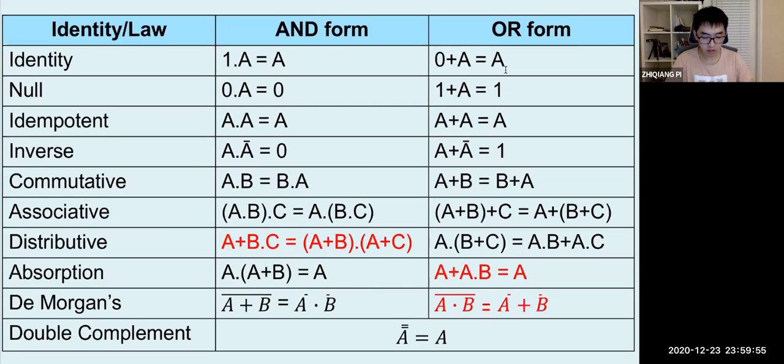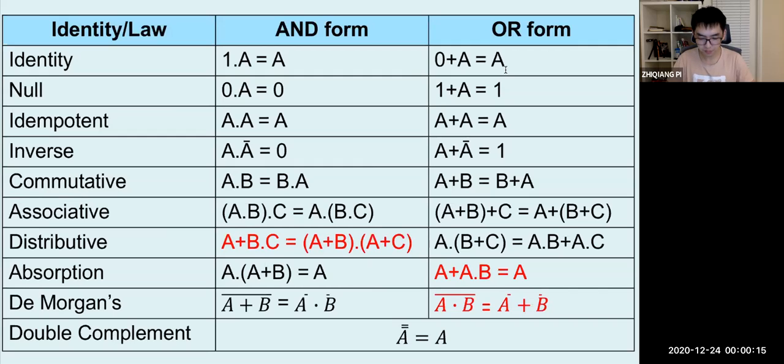Moving on to the idempotent law, I'm not sure I'm pronouncing that correctly, but basically A and A is always A, A or A is always A also. So true and true is true, false and false is false, true or true is true, false or false is false.